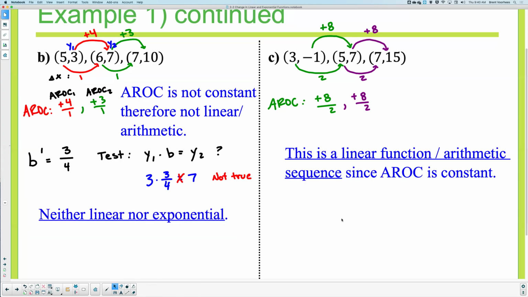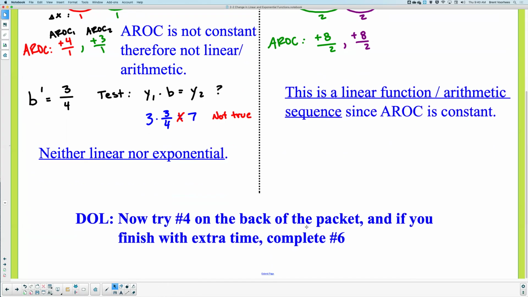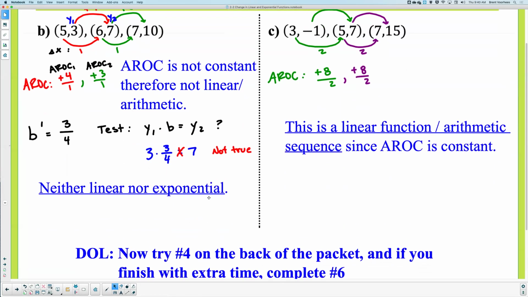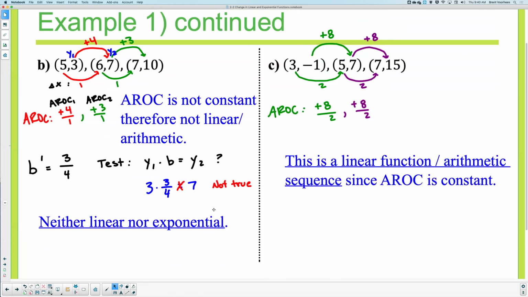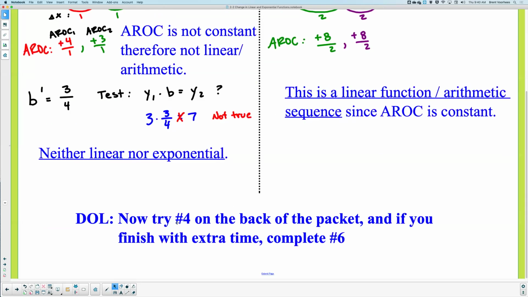So with that, you see me do it 3 different times. You've seen one result of each. I want you to try number 4 in the back of the pack. Now, if you finish early, you can try number 6. Number 6 is very similar. Now, here's the deal. Everything I've shown you today has been 3 points. So if they don't give you 3 points, which is going to be the case on number 4, you're going to have to plug in your values and see which formula actually works. So go ahead and try that.